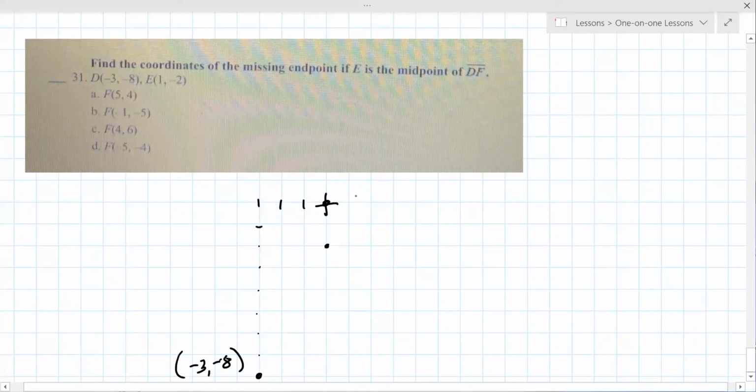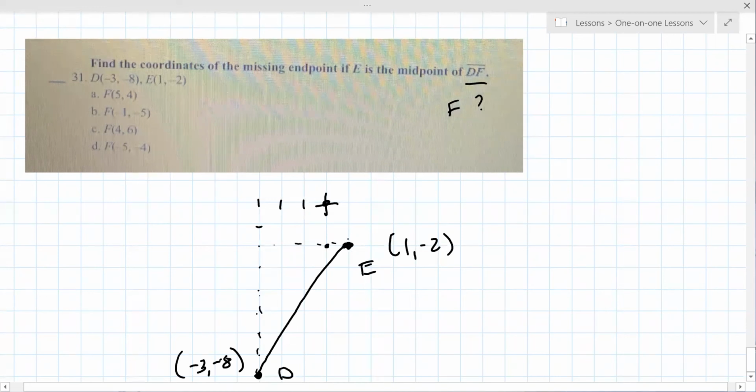And (1, -2) is down here. This is (1, -2). So if E is the midpoint, here's D and here's E. If E is the midpoint, that means that this line extends here, and then it extends up somewhere in this region. Do you agree with that? Do you follow how F is somewhere up here? Like you start at D, E is the midpoint. You go up and over to get to this point. Well, you go up and over the same amount to get to that new point.